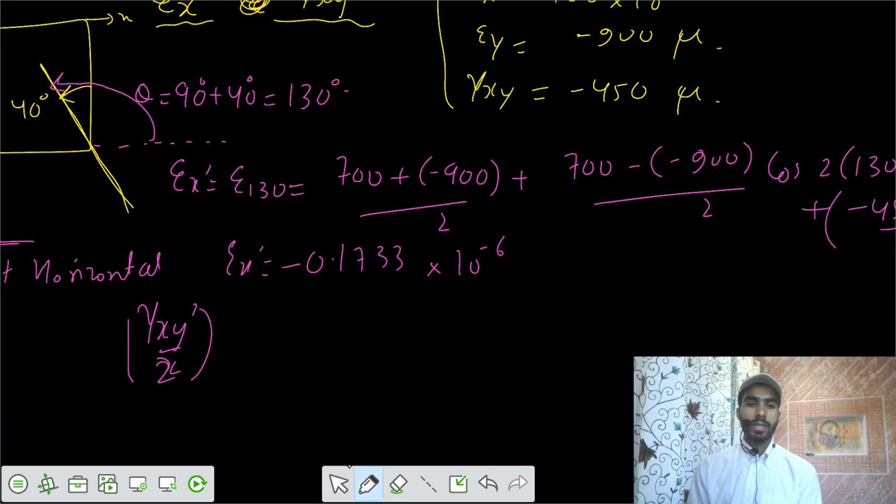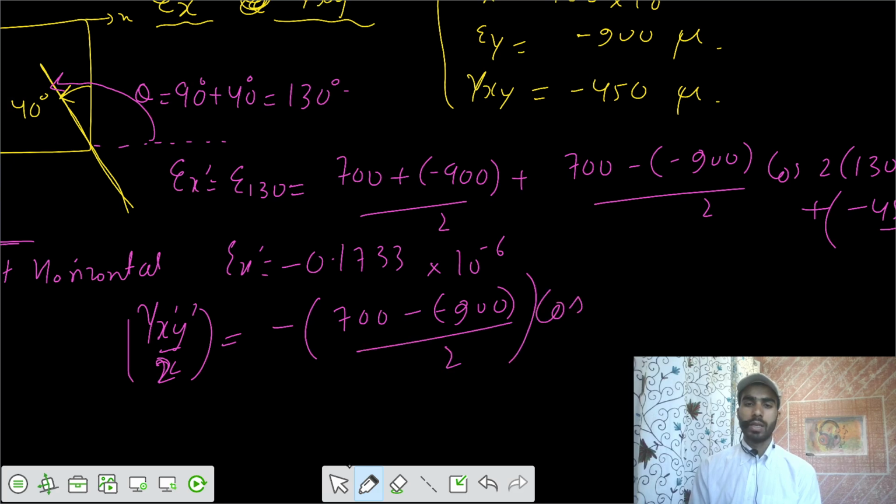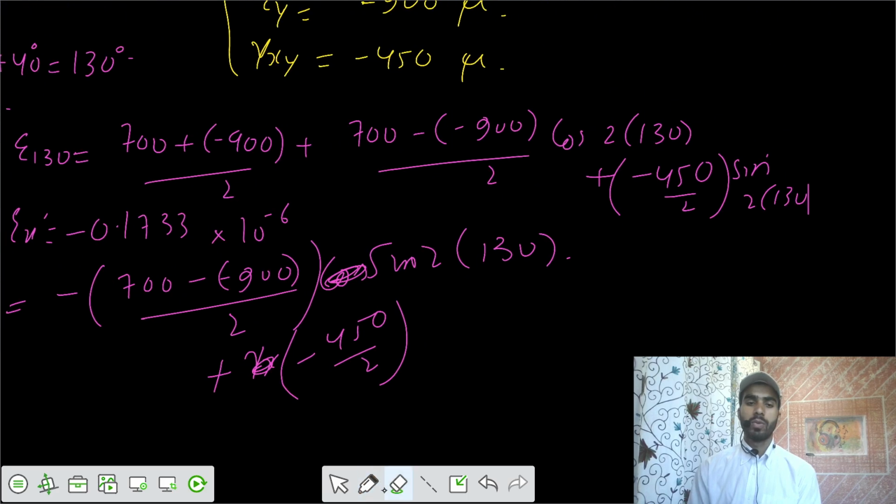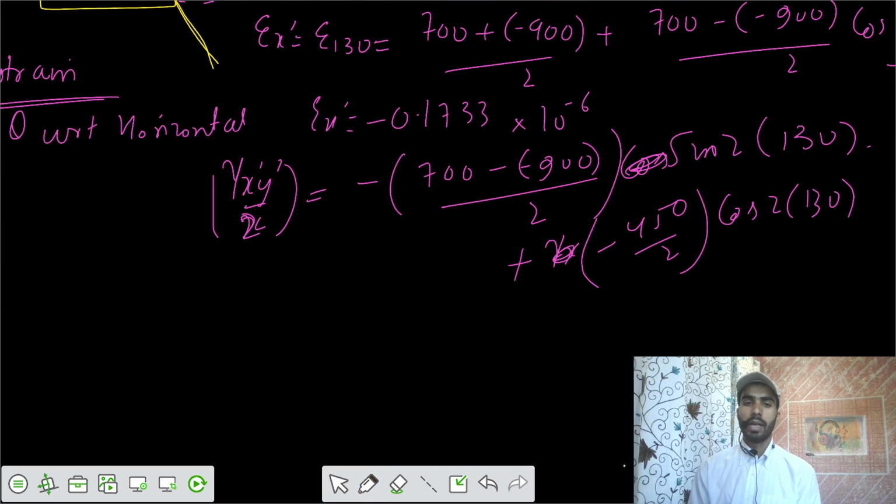So you can write gamma x dash y dash by 2 equals minus (Ex minus Ey) by 2 sin 2 theta plus gamma xy by 2 cos 2 theta, with theta value 130. You calculate that also, and you get a value of gamma xy dash equal to 165.38 times 10 to the power minus 5.